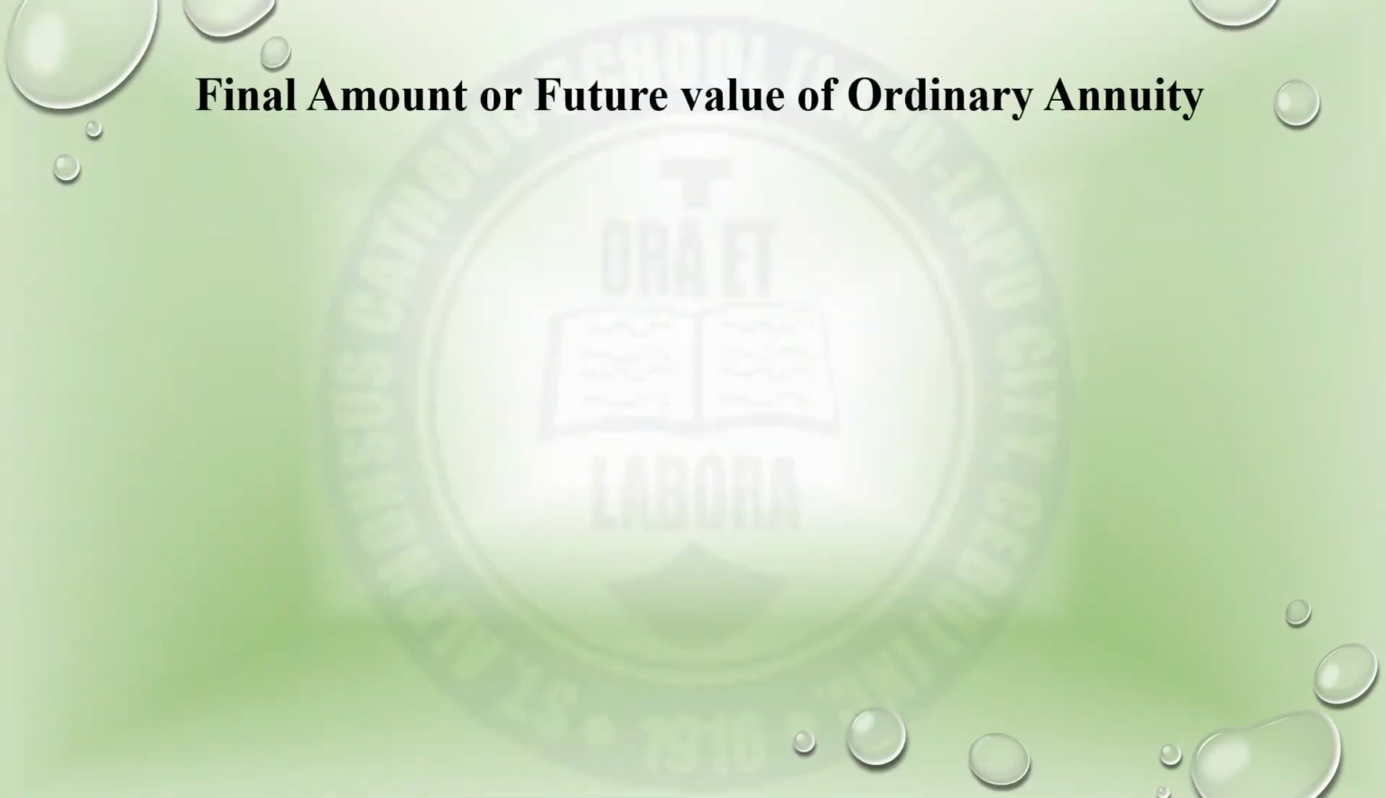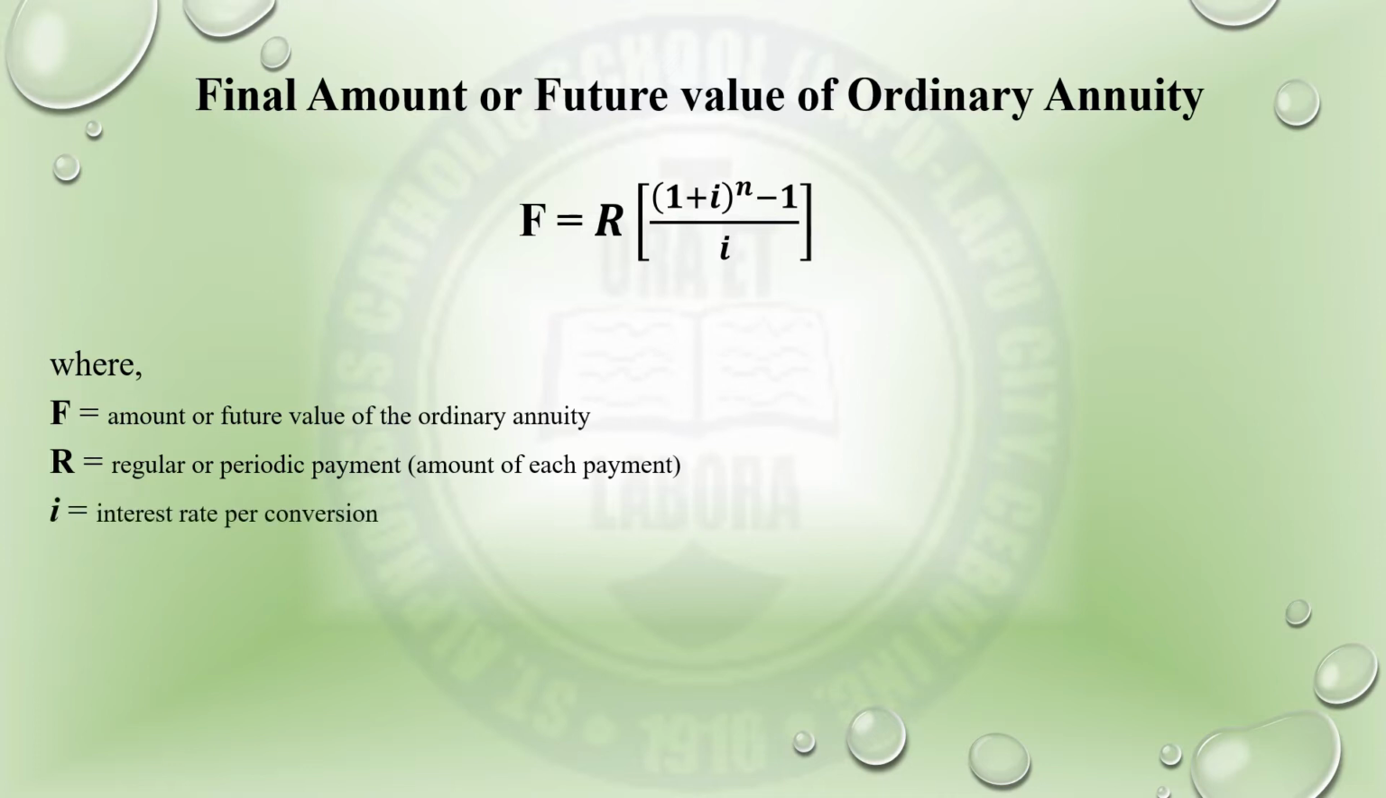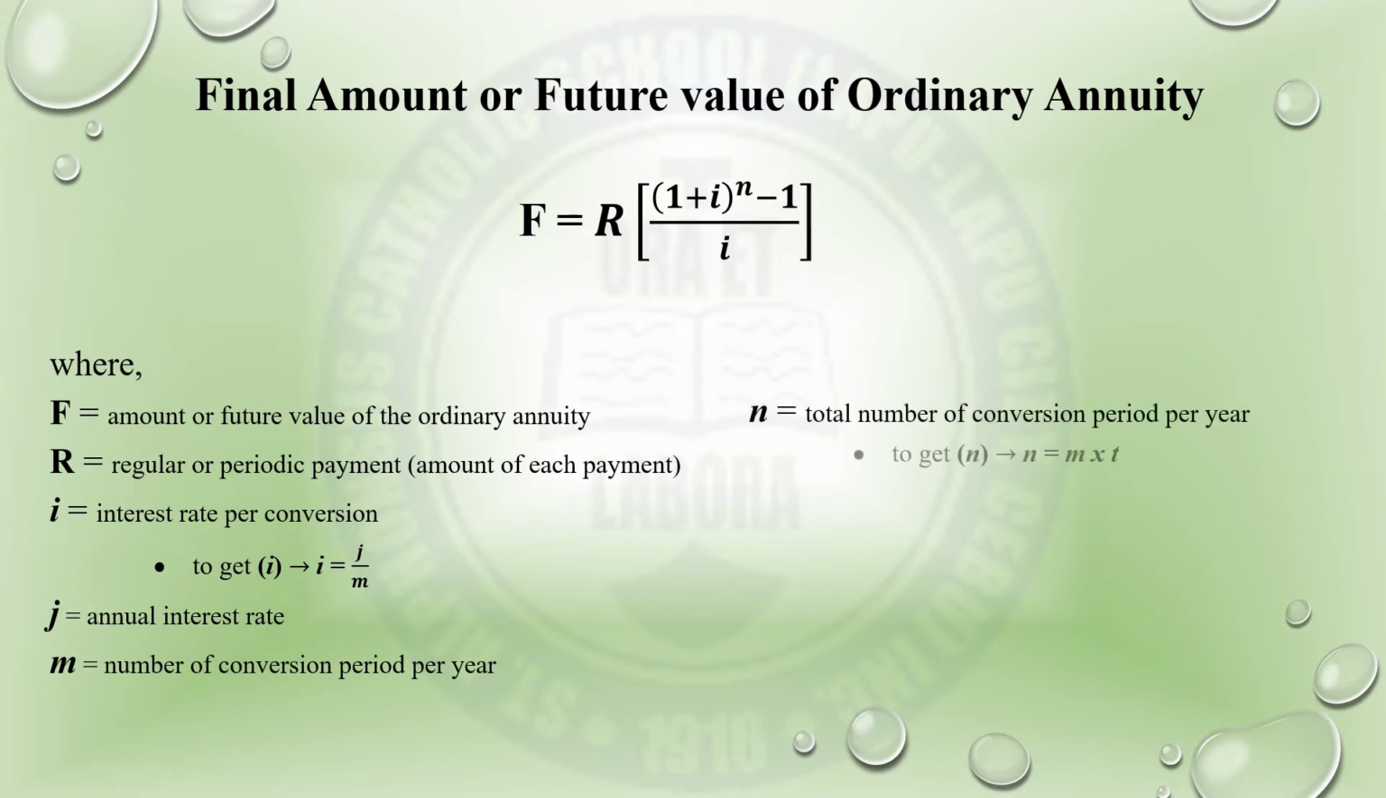If you are asked to get the final amount or future value of an ordinary annuity, we have to consider this formula, where F is equal to the amount or future value of the ordinary annuity, R is considered as the regular or periodic payment, or the amount of each payment. I is the interest rate per conversion. And to get I, it is equal to J over M. J is considered as the annual interest rate. M is the number of conversion periods per year.